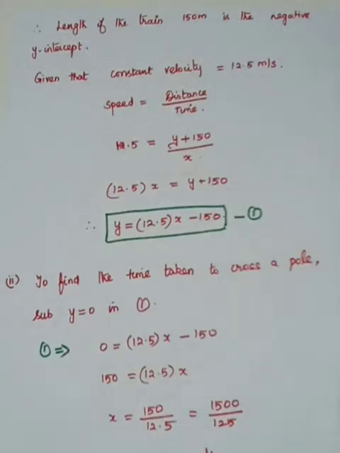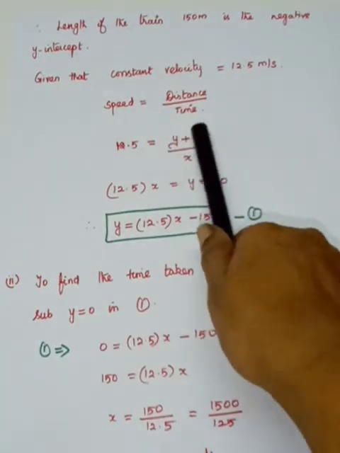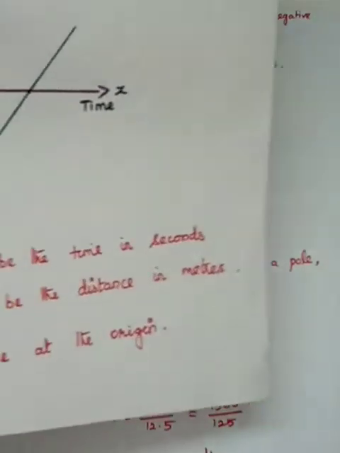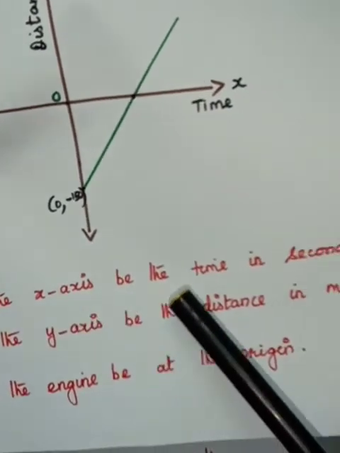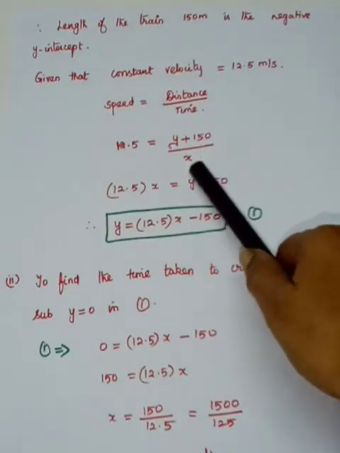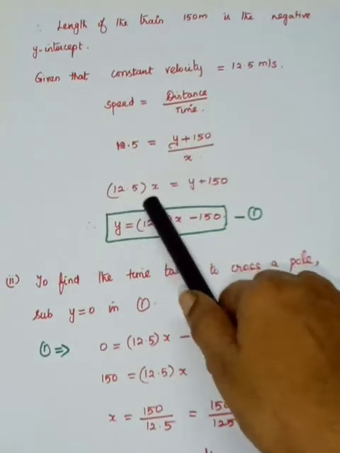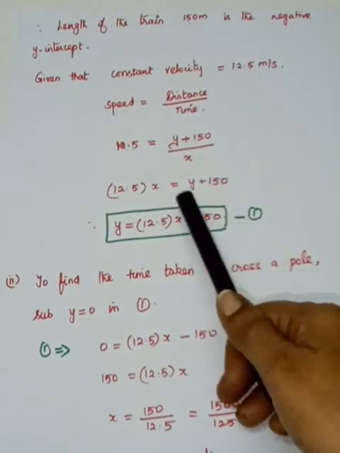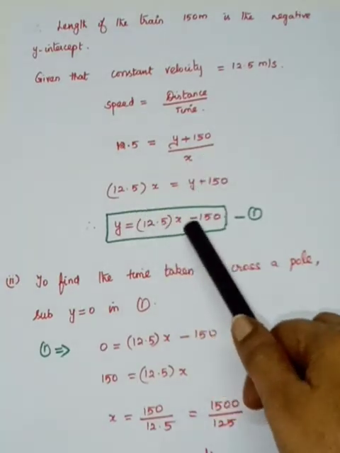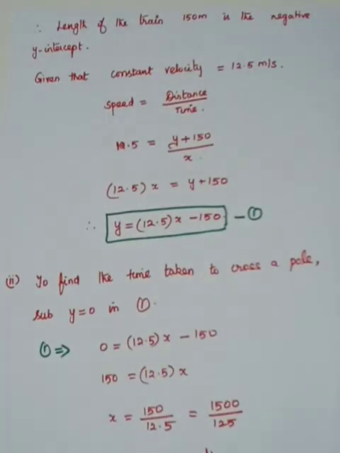So the engine touching the place alone is not enough. So distance means the whole train, the last compartment also has to cross it. So therefore the distance plus length of the train is added. So it is y plus 150 divided by time. So here what we have taken as time in seconds. Let the x-axis be the time in second. So the x value is taken as time. So here we have denoted as x. So if you cross multiply, it is 12.5 into x is equal to y plus 150. So y is equal to, what is it? Y, bring this 150 to the left side as minus 150. So this is the equation of the motion of the train.